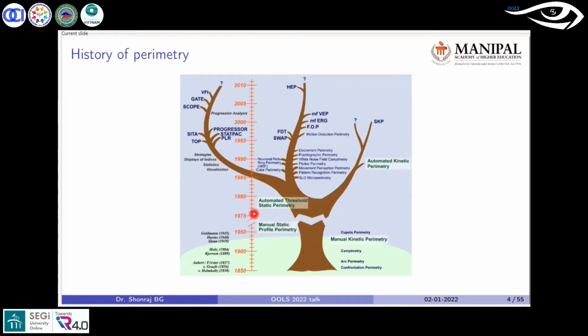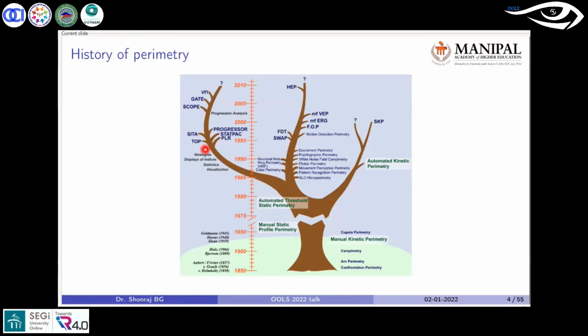And then somewhere after the invention of computers, we got automated static perimetry. So we moved from kinetic perimetry to static perimetry. I guess you know the difference, so I'm not going into detail about it. And with automated static perimetry, you need test strategies which can automatically detect your threshold values. If you look at the automated static perimetric growth, we had so many different branches in that.